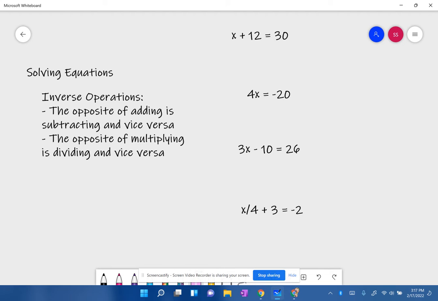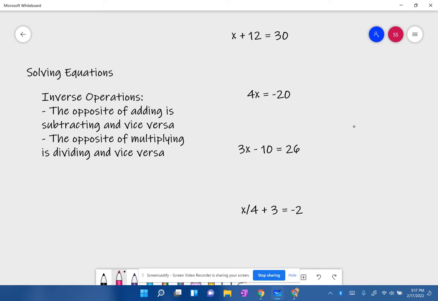Welcome to Solar Power Math, where I help you with some basic math concepts that will help you become a successful student in the classroom. What we're going to do today is solving equations. And before we can solve equations, we have to understand what inverse operations are.